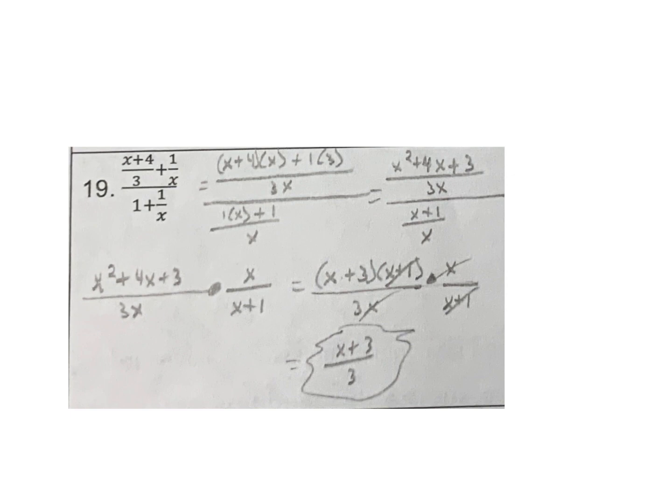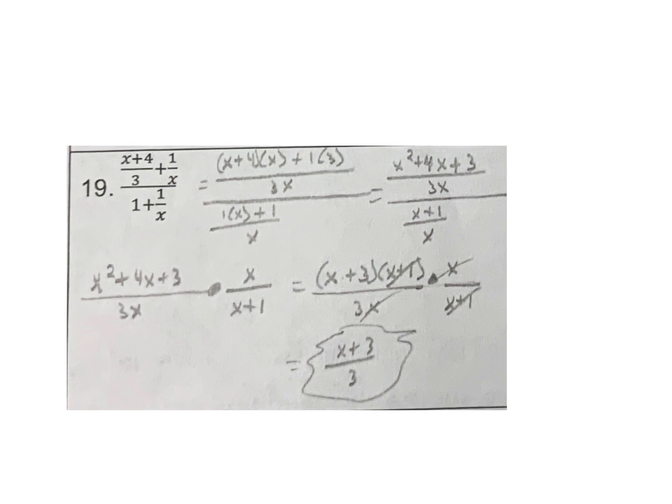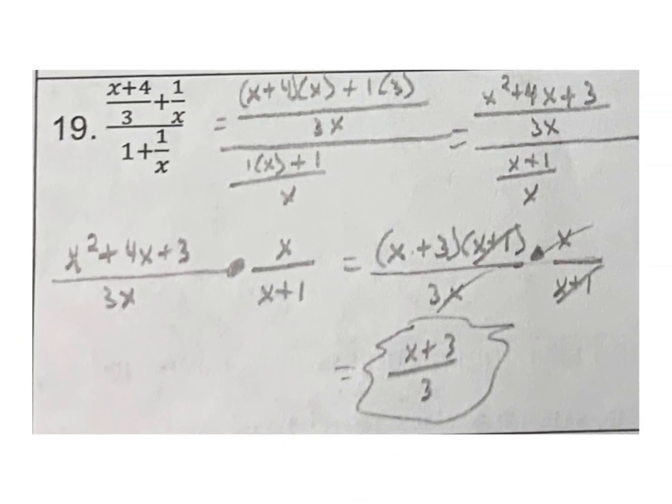All right, let's take a look at number 19. So it's a very similar problem, okay, where we need to add our fractions in this numerator and add our fractions in the denominator and then do the division, okay? So the common denominator of these fractions here in this numerator is 3 and x, okay? So 3 times x is 3x for our common denominator.